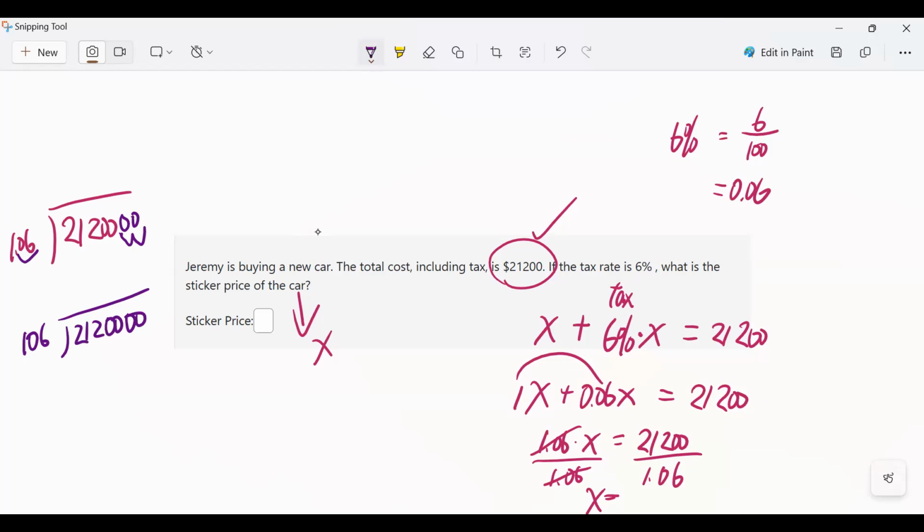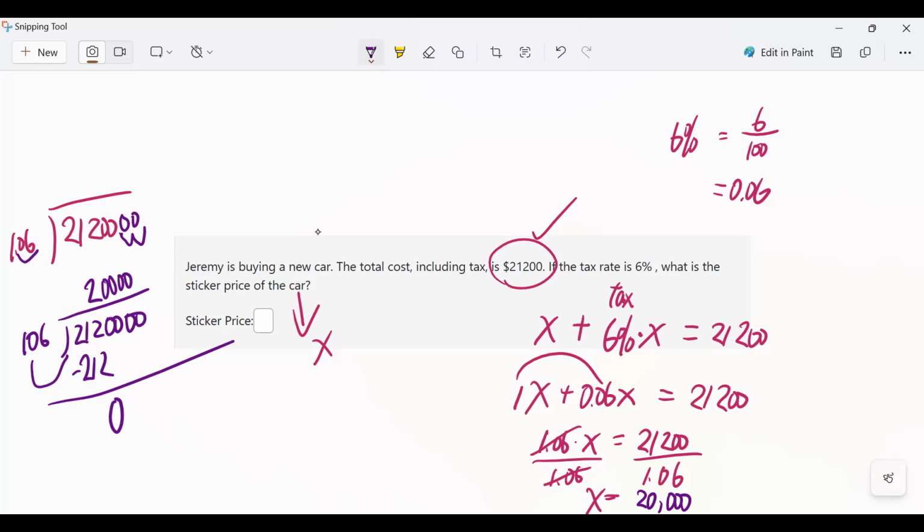And 106 goes into 212 2 times, right? 2 times 106 is 212. And we subtract it, end up with a 0. Let's copy the other 4 zeros and put them in the quotient. That means X here should be 20,000. So the sticker price is $20,000.